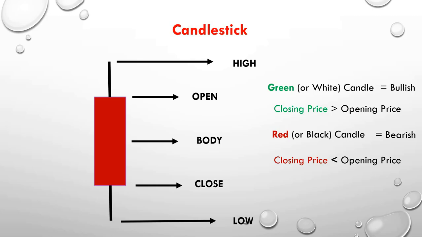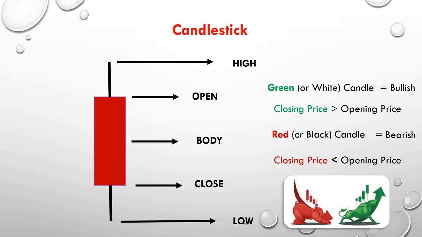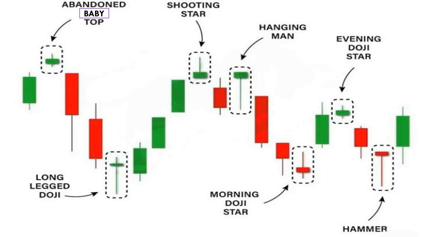Now let's talk about more candlestick charts. As you are seeing over here, your bearish is downwards and your bullish is upward. Now, various charts. These are all the candlestick charts.